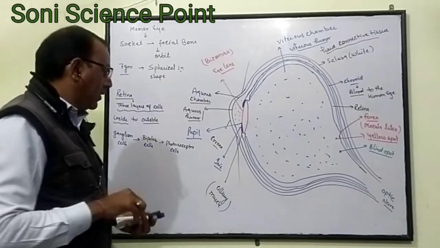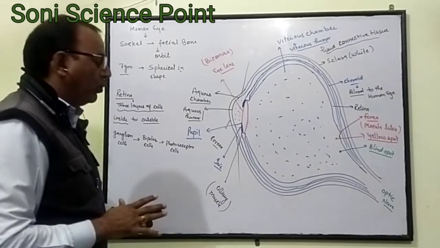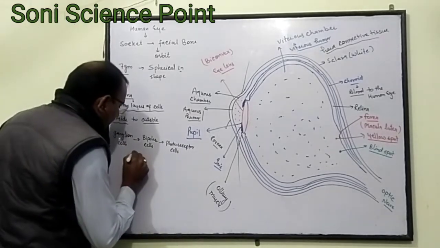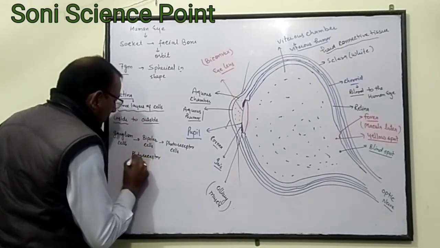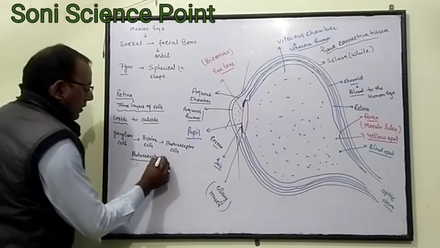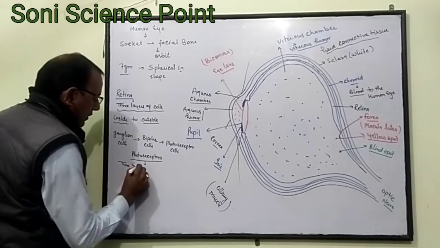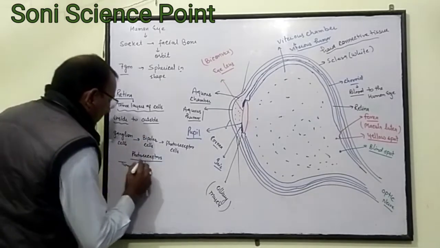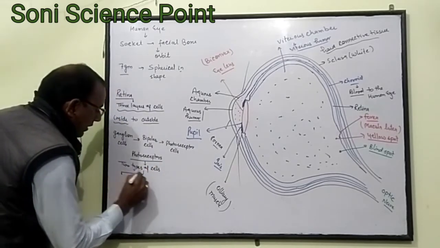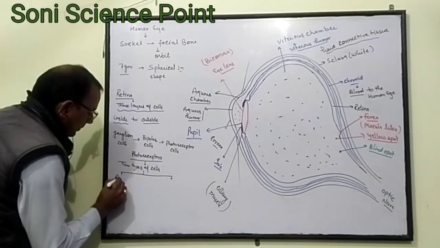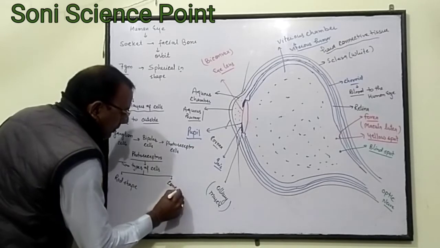In the human eye, photoreceptor means light receiving. In the human eye, there are 2 types of photoreceptor cells which receive the light pigments. And those 2 cells are rod shaped or cone shaped.